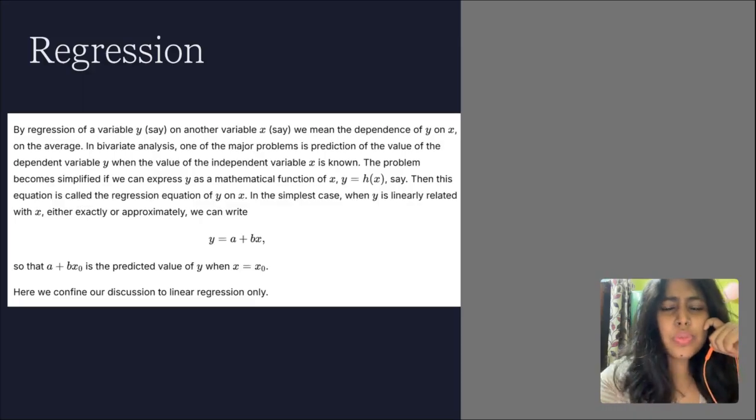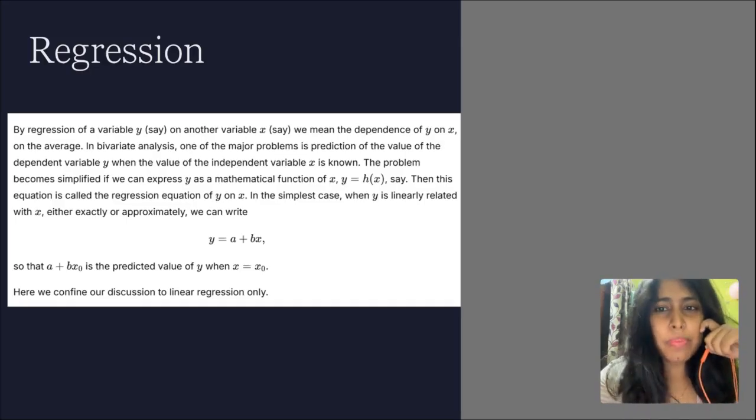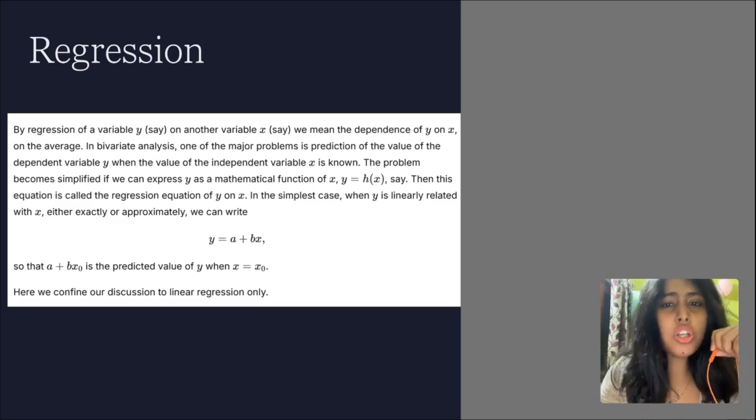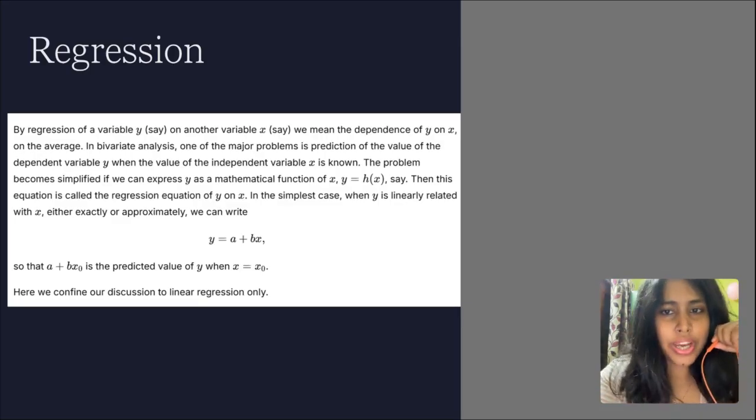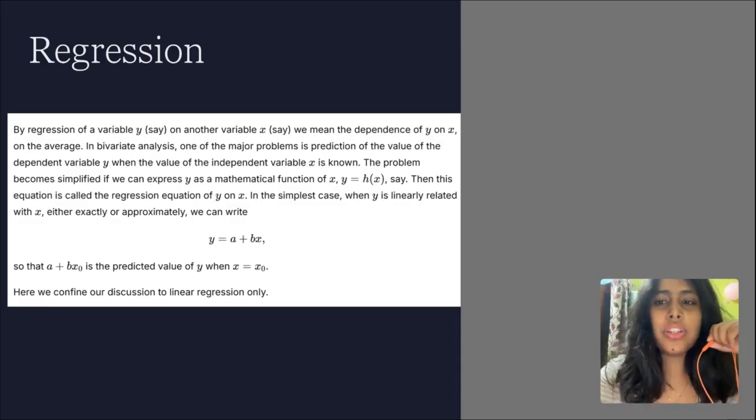In the simplest case, when y is linearly related with x, either exactly or approximately, we can write y equals a plus bx. The simplest function of all, a straight line, right? We all know the line equation, y equals a plus bx. a is the y-intercept where it starts, and b is the slope, how steep it is. This is linear regression. For example, if b is 5, it means for every 1 unit increase in x, y goes up by 5.